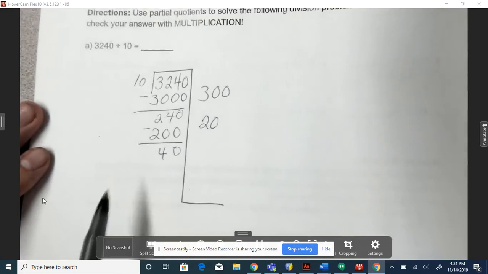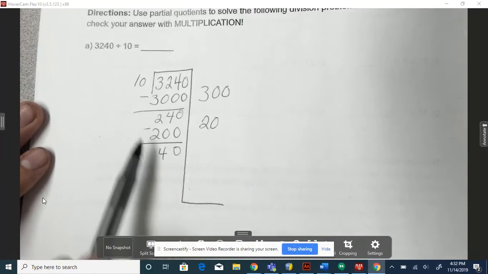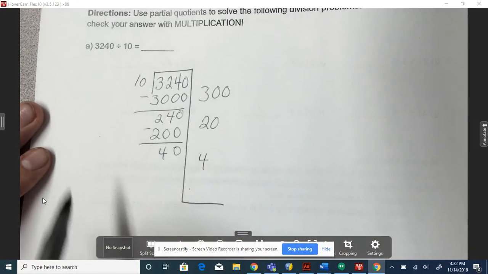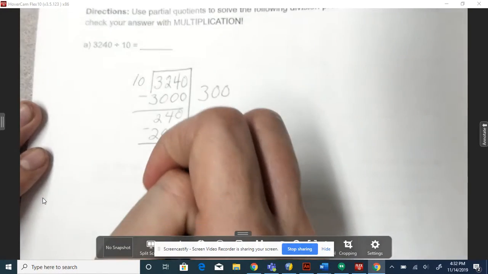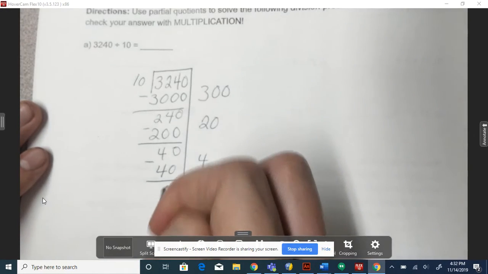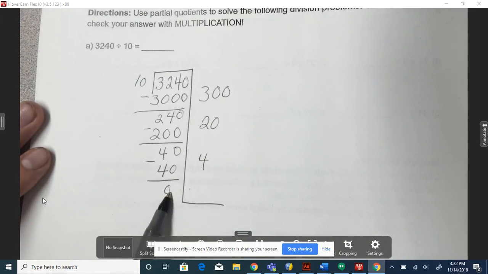Oh, now I have 40 items left. 40 items split into 10 groups. Oh, that's 4 items for each group. 10 times 4 is 40. I'm going to subtract. 40 minus 40 is 0. Oh, so I have 0 left over.